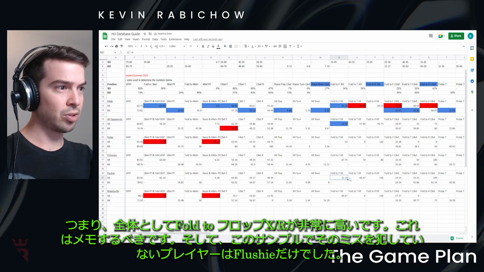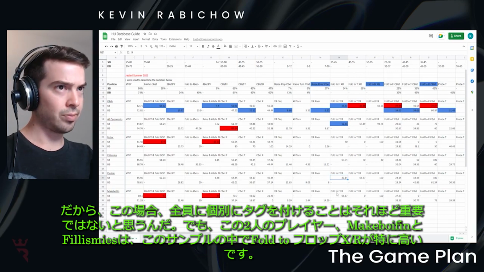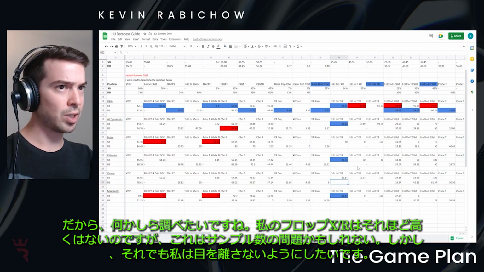And the only player who was not making that mistake over this sample was Flushy. So I think in this case, it's not that important that I tag everyone individually. But these two players here, MakeBoyFin and Philizmies, have a particularly high fold to flop check raise over this sample. So something I want to look into.